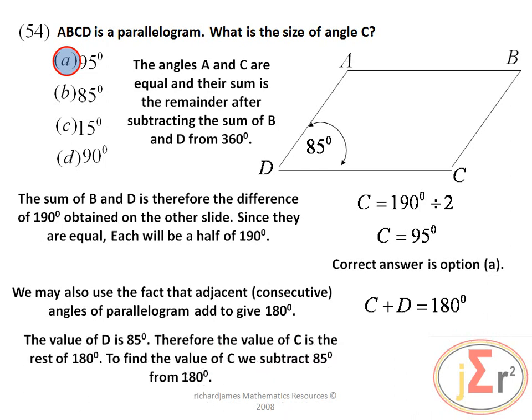So the value of D is 85. Therefore, the value of C is the rest of 180 degrees. To find the value of C, we subtract 85 degrees from 180 degrees, and we get C is equal to 95 degrees.